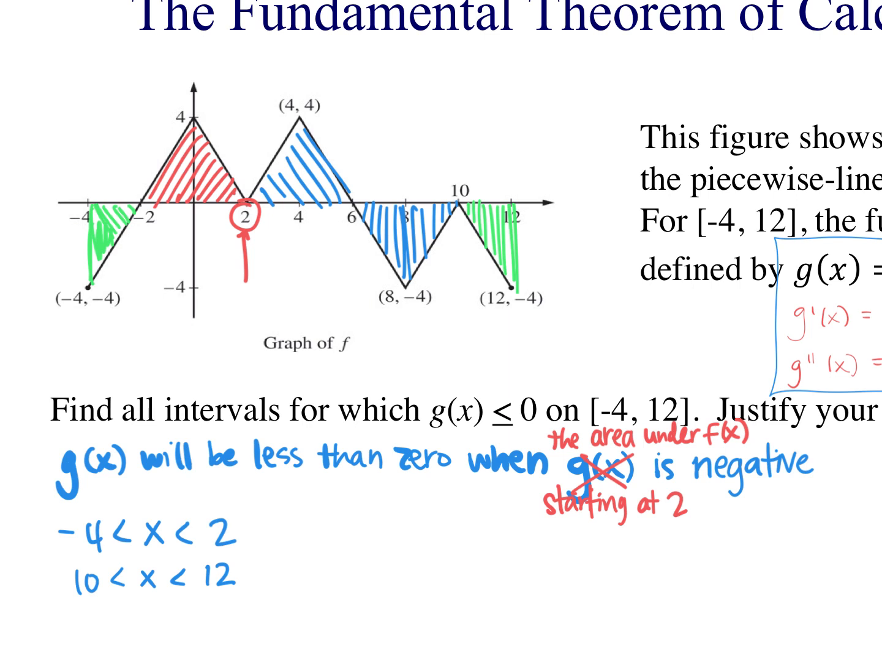Why is it negative 4 to 2 on the first one when there are positive sections, but not on 2 to 12?